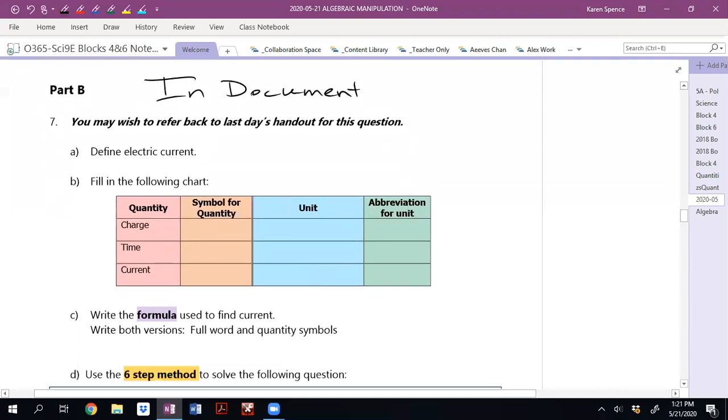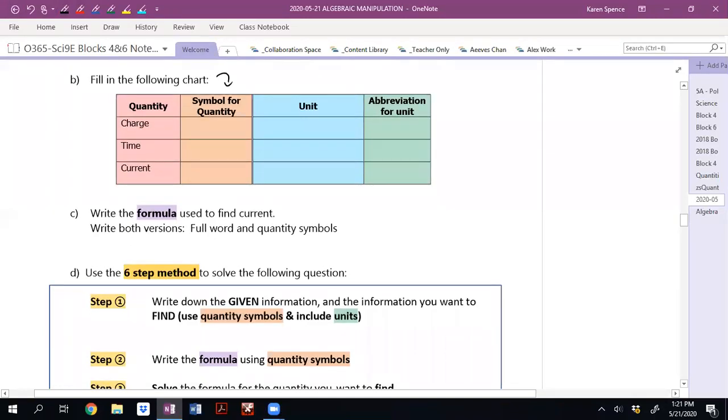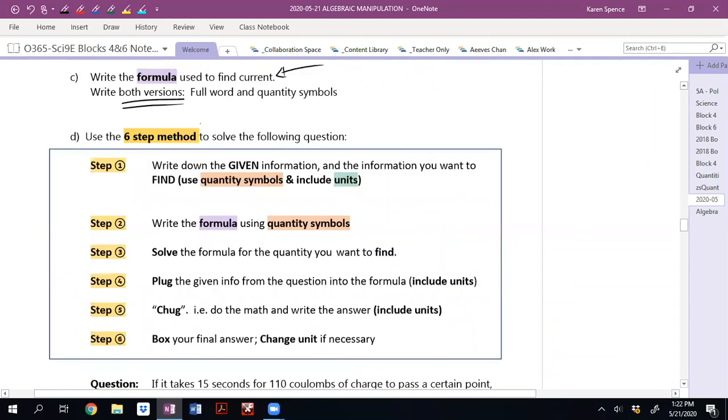Okay, so in the document, you're going to define electric current. You might want to refer back to last day's handout. Okay, you're going to fill in the following chart. There's only 3 things in there. We're moving specifically to electricity now, so we're only focusing on electricity. You're going to write the formula for current. We're going to write both versions. And then D, you're going to use the 6-step method.